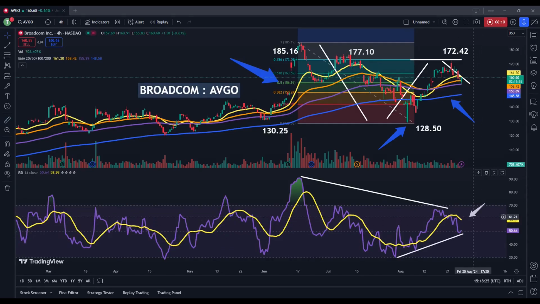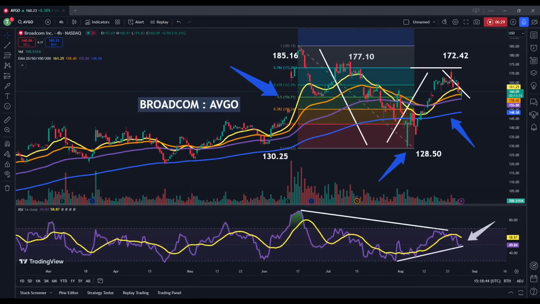So we would need to see some continued upside price movements, and some further bullish activity within the relative strength index itself, in order to suggest that this prior downtrend momentum has completed itself, exhausted itself, and is no longer the primary influence for the stock.